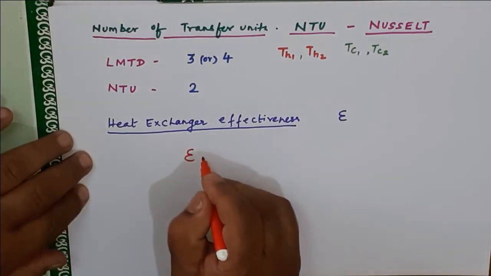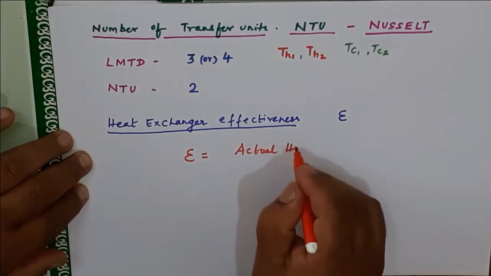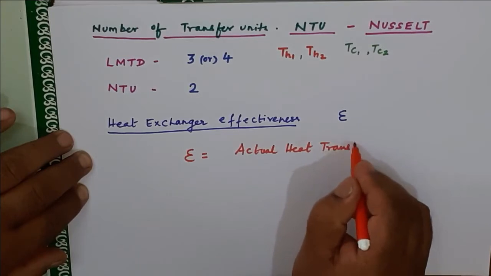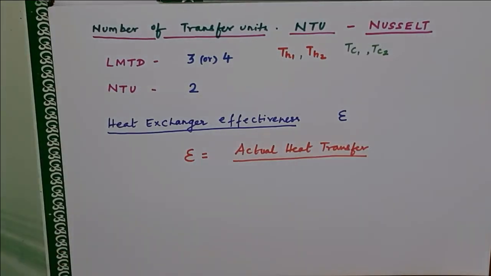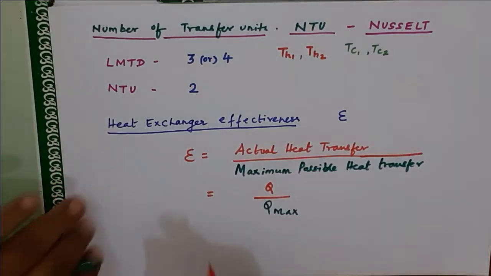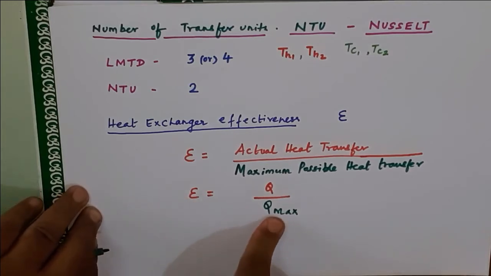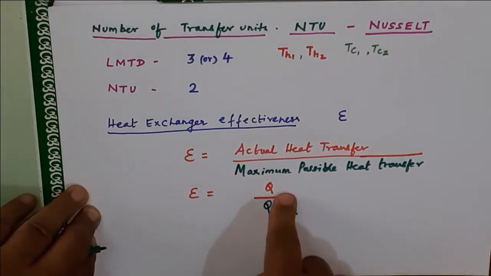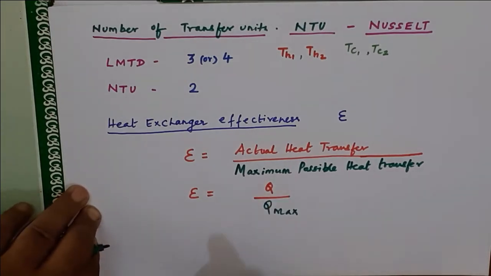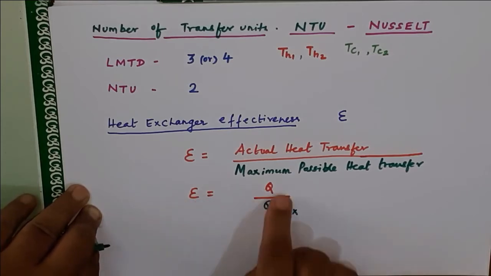Heat exchanger effectiveness is nothing but actual heat transfer divided by maximum possible heat transfer rate, Q by Q max. So when you know the effectiveness of a heat exchanger and if you know the maximum possible heat transfer, you can find out the actual heat transfer. In any given problem, you should calculate the effectiveness of the given heat exchanger and then multiply by Q max, you will get the actual heat transfer.